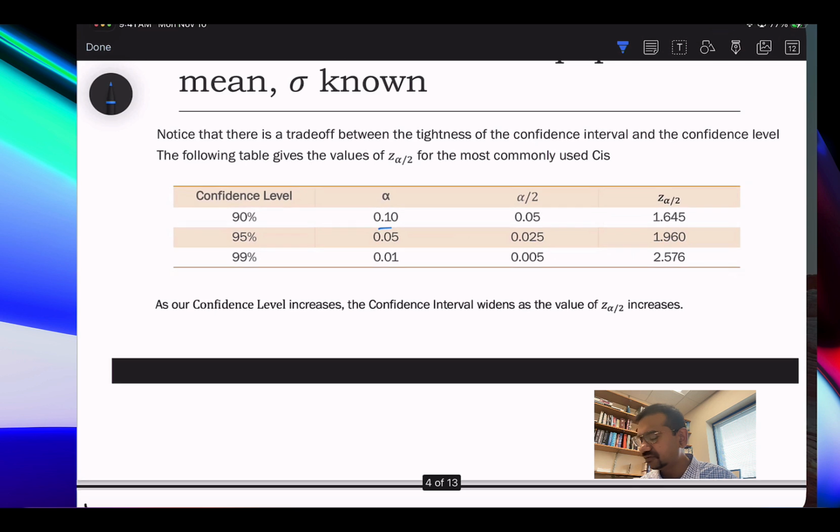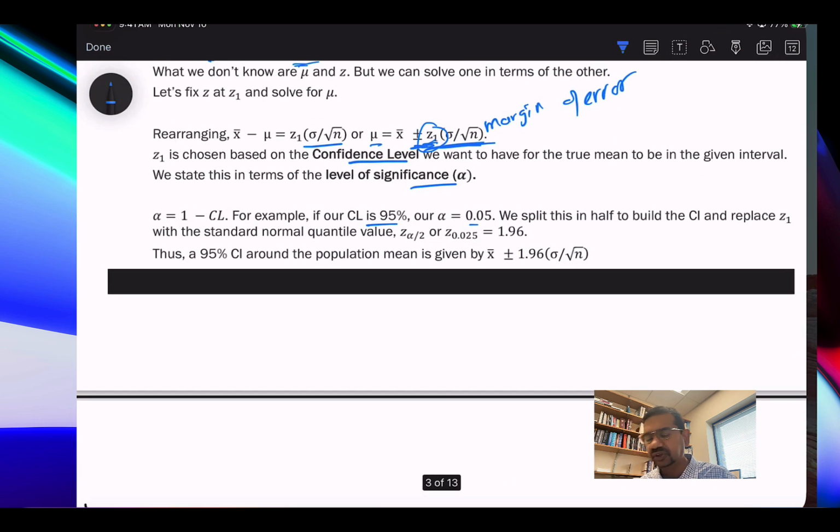A more common one is a 95% confidence interval. In that case, we will have 2.5% area on either tail. So our alpha over 2 is 0.025, and then our z value is 1.960. And this is what we did in this example, where we wanted to build a 95% confidence interval. So our tails will be 5% total, alpha over 2 will be 2.5%, and then our z corresponding to that is 1.96. So whatever our sample value of mean is, we'll add and subtract 1.96 times the standard error of that mean, again assuming that we know the population standard deviation, or sigma, and we can get our confidence interval.